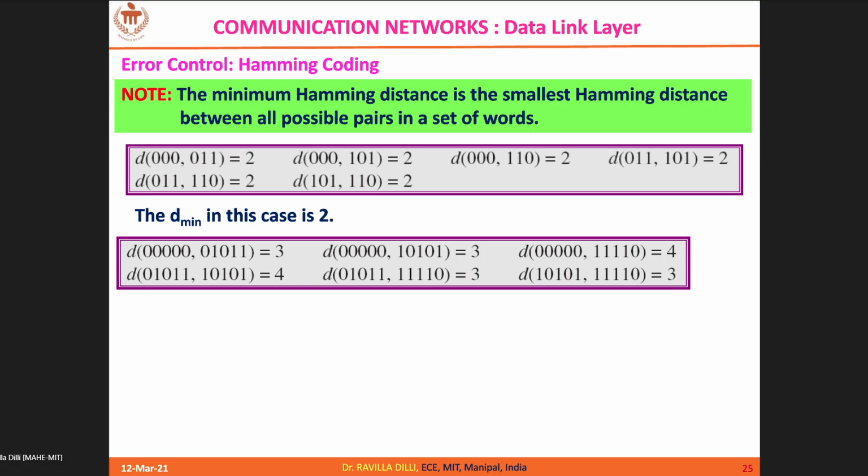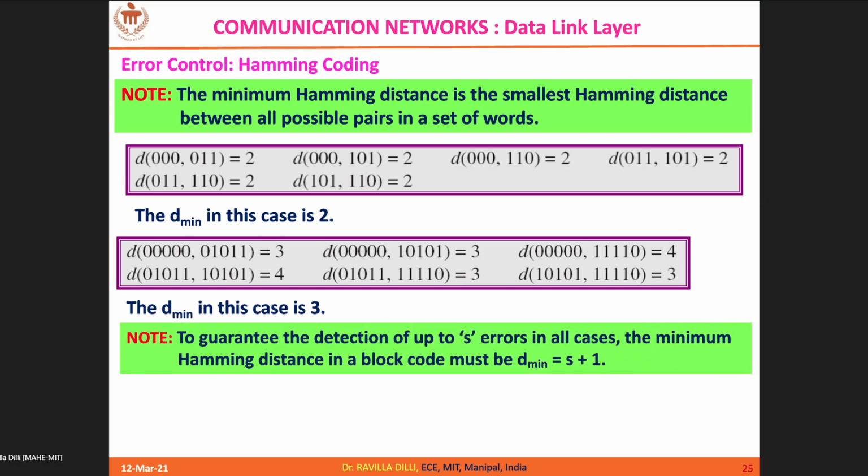Some XOR operations will give a result with the number of ones as 3, some with the number of ones as 4. So we have to consider the minimum. So the minimum Hamming distance is 3. This really helps you in defining the Hamming coding to detect and correct the errors. That's why I'm doing this minimum Hamming distance.